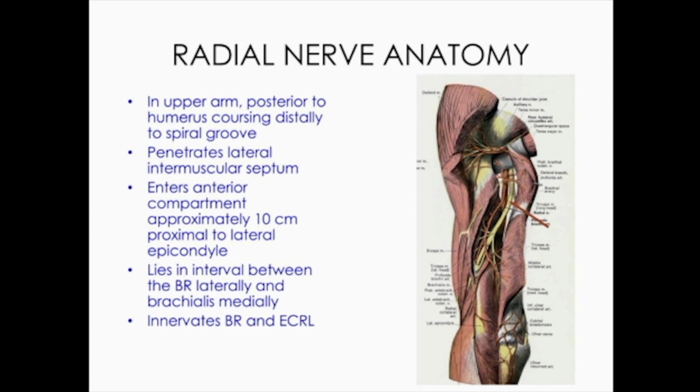So to briefly review radial nerve anatomy, in the upper arm, the radial nerve is posterior to the humerus and courses distally to the spiral groove. It penetrates the lateral intermuscular septum, and then it enters the anterior compartment approximately 10 centimeters proximal to the lateral epicondyle. In the brachium, it lies in the interval between the brachioradialis laterally and the brachialis medially, and it innervates the brachioradialis and the ECRL.